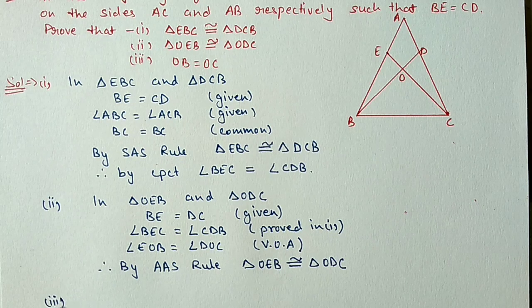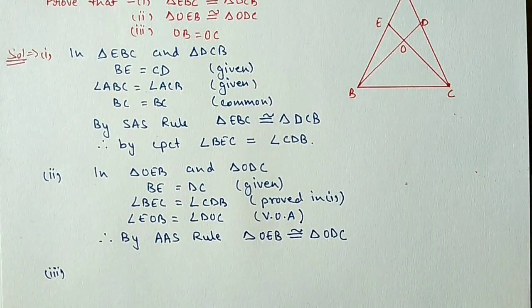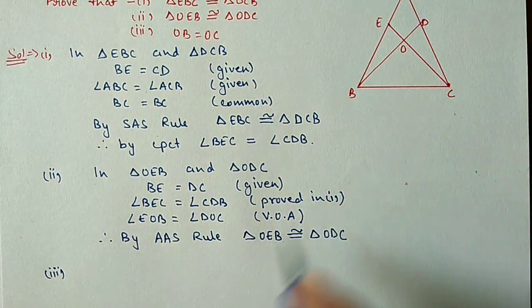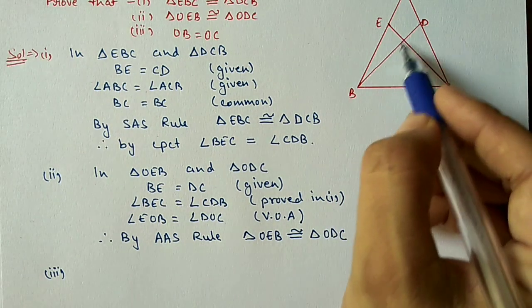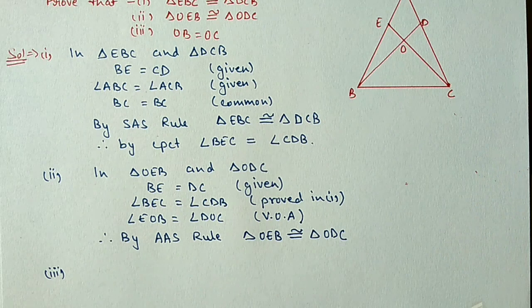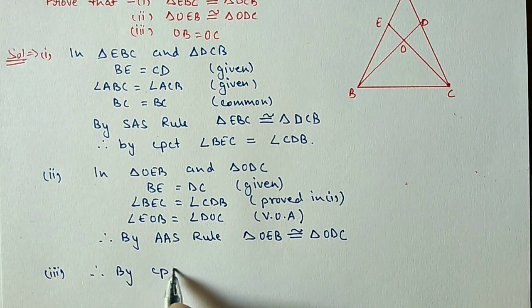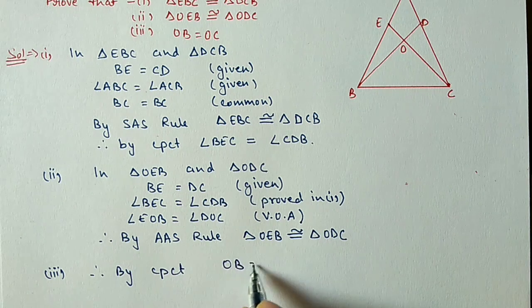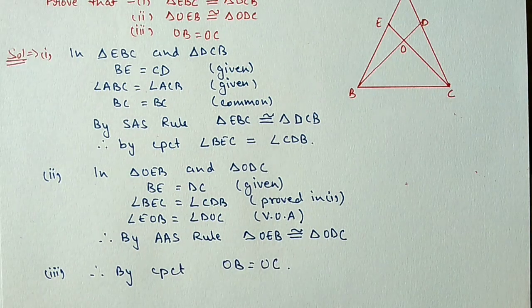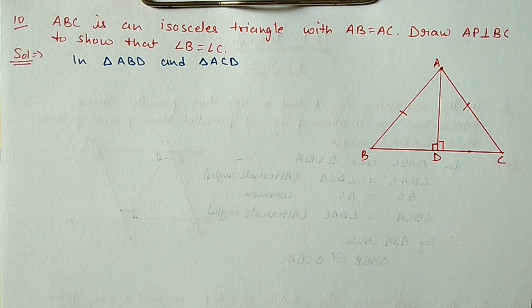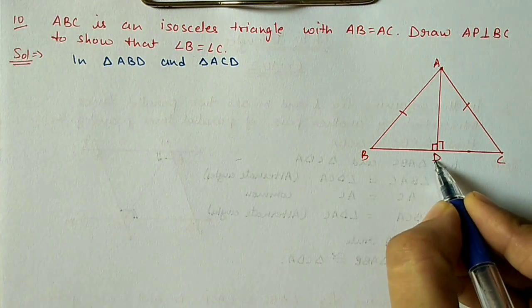Now third part we have to prove that OB is equal to OC. So this we can say by CPCT, because these two triangles are congruent, so other remaining parts also will be same. So therefore by CPCT OB is equal to OC. Next we have question number 10. ABC is an isosceles triangle with AB equal to AC. Draw AP perpendicular to BC to show that angle B is equal to angle C.